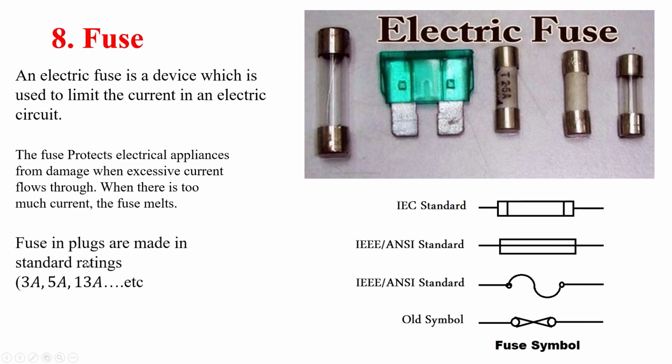Fuses in plugs are made in standard ratings like 3A, 5A, 13A, etc. And all these have different quality. For example, this is 25A, you can see over here. Depending on the quality and the standard of the fuse, different names are given to it.